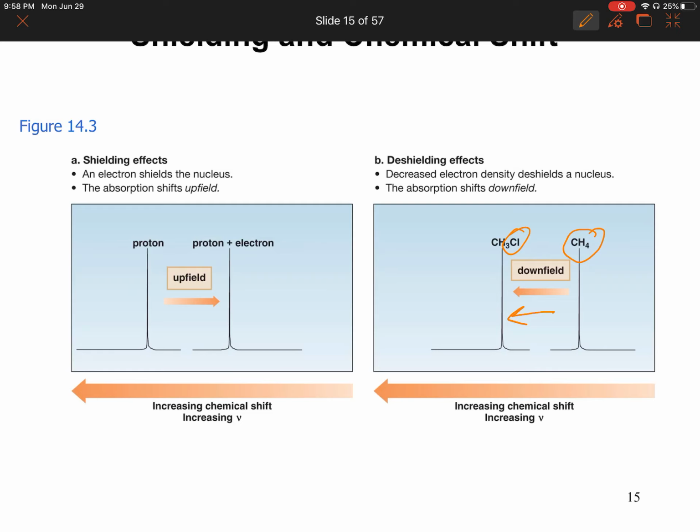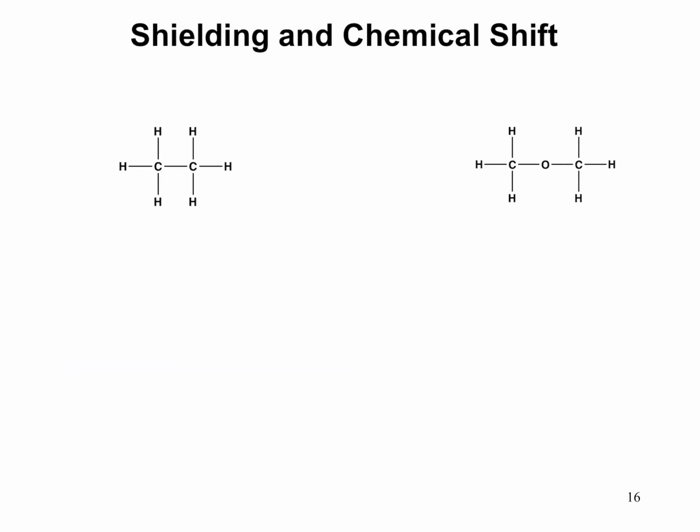Okay. Now, let's take a look at these two molecules here, right? So first things first, how many signals would you expect to see in this molecule right here? How many signals would you expect to see? Yeah, hopefully you say that you would see one signal, right? Those protons are in the same chemical environment.